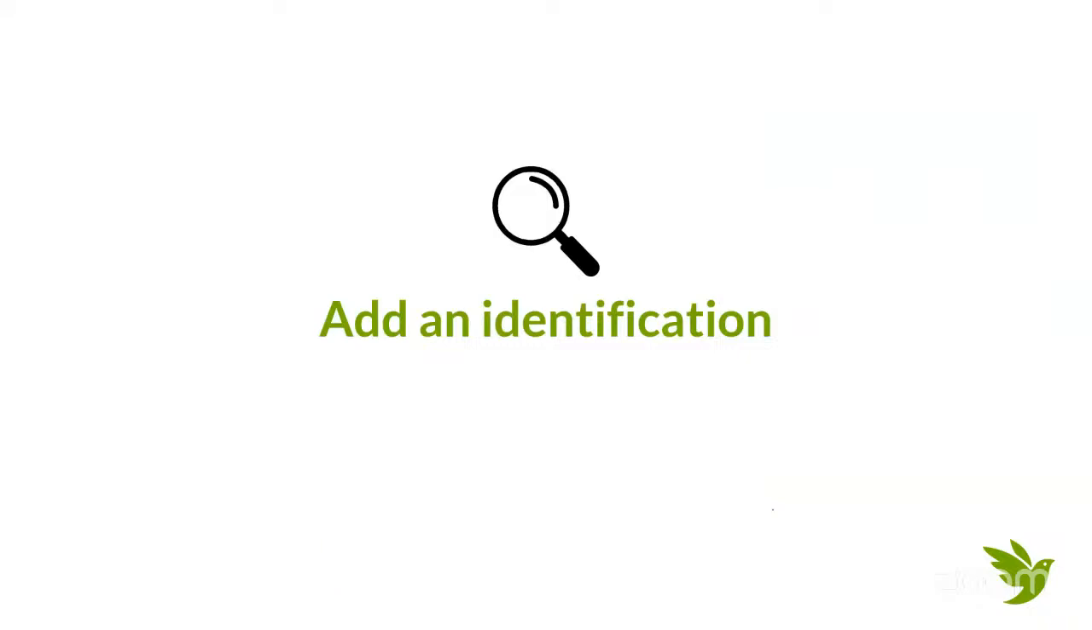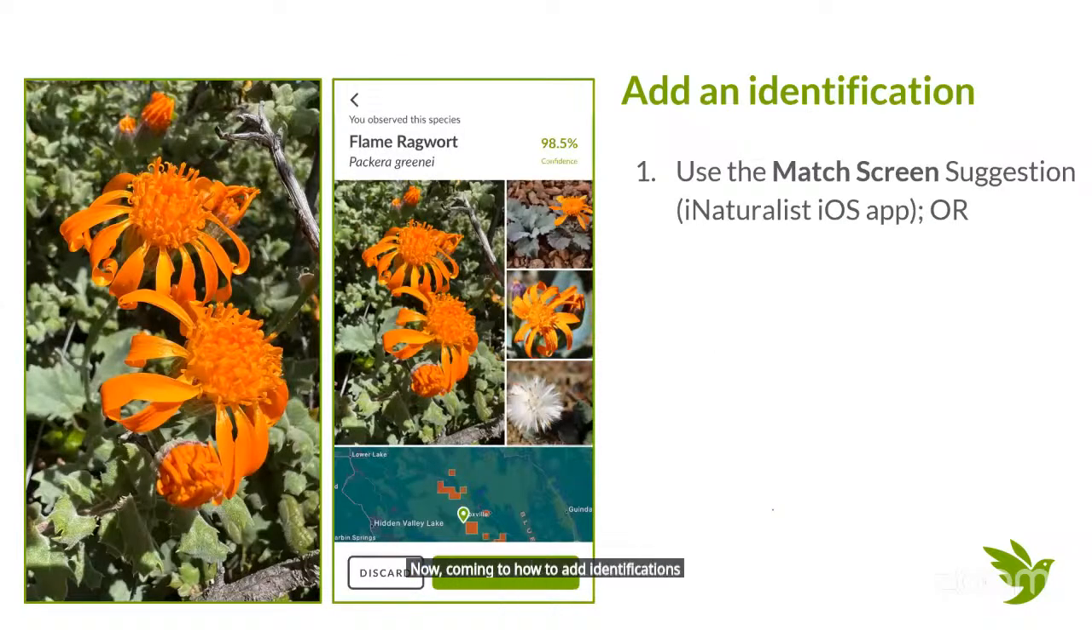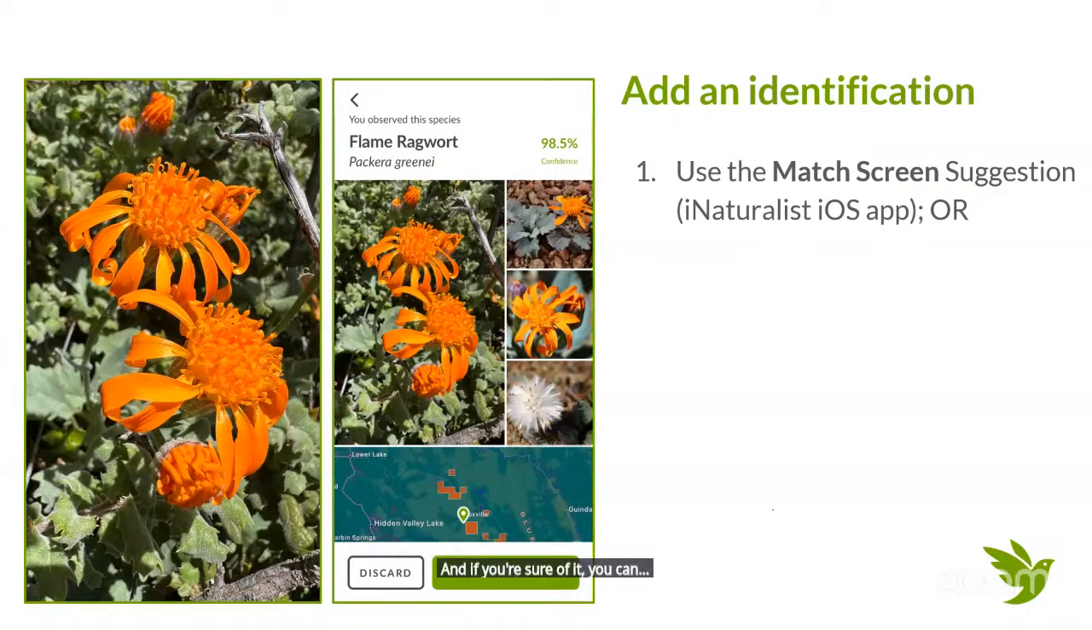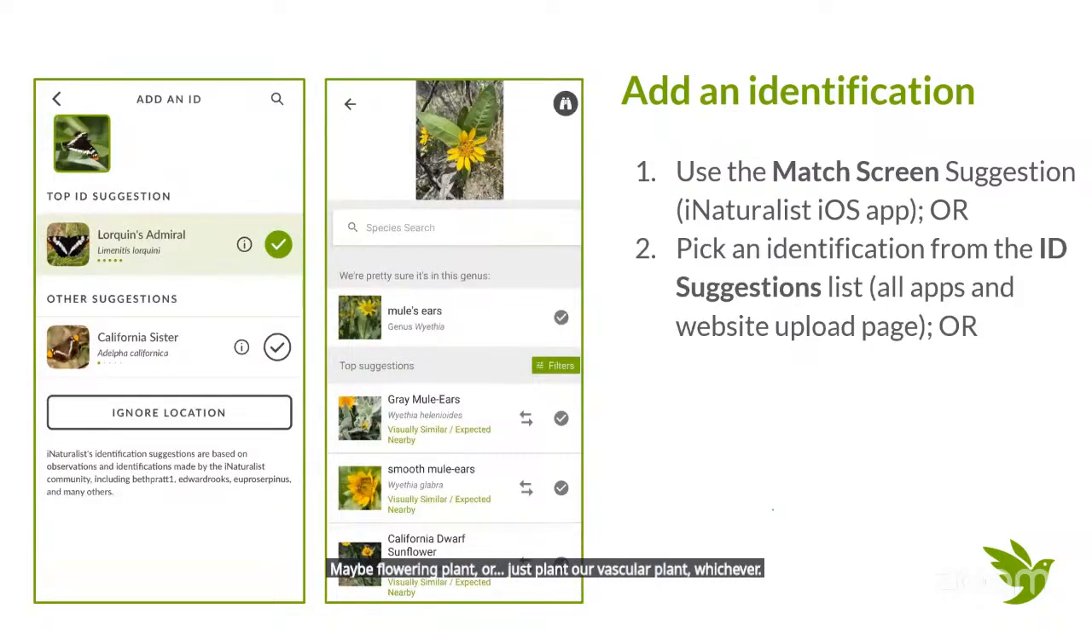Now coming to how to add identifications. There is an inbuilt AI that iNaturalist offers. You can use its suggestions, but it's not 100% accurate. So always have a look, and if you're sure of it, you can go with it. Otherwise, try to put in the highest taxa that you're sure of, maybe flowering plant, or just plant, or vascular plant, whichever. This is how it works.